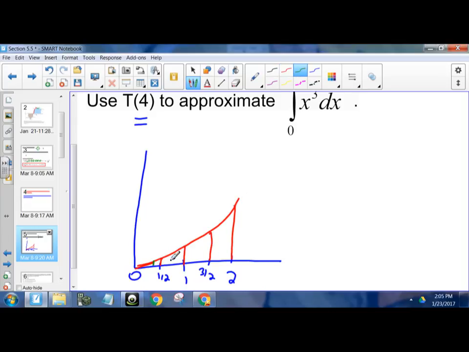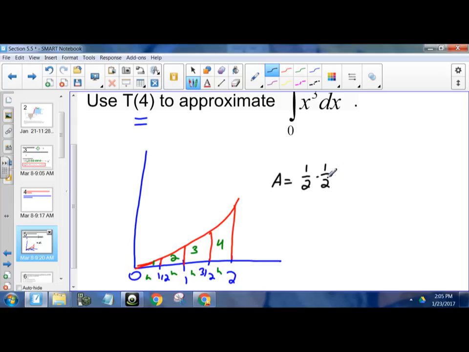So I've got trapezoid number 1, trapezoid number 2, trapezoid number 3, and trapezoid number 4. The height is all 1/2, okay? So let's start building our formula. Area equals 1/2 times 1/2.